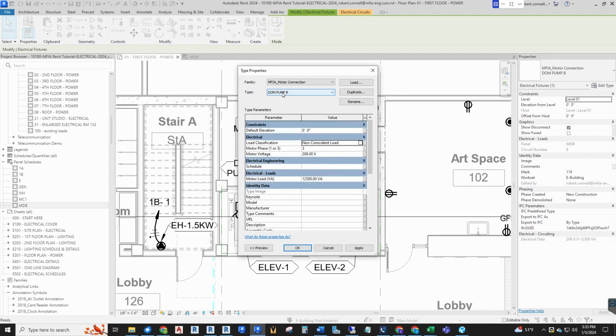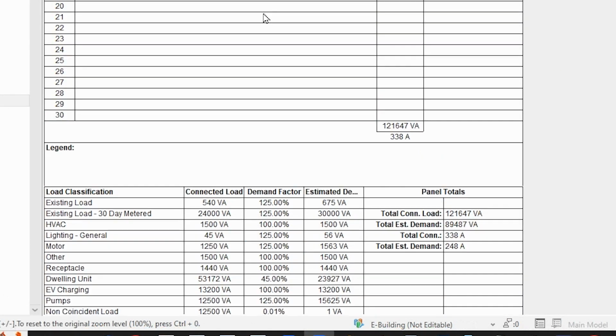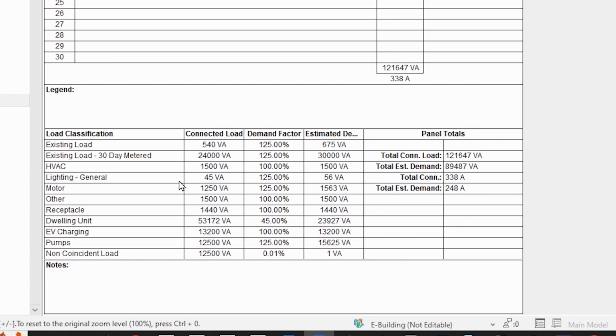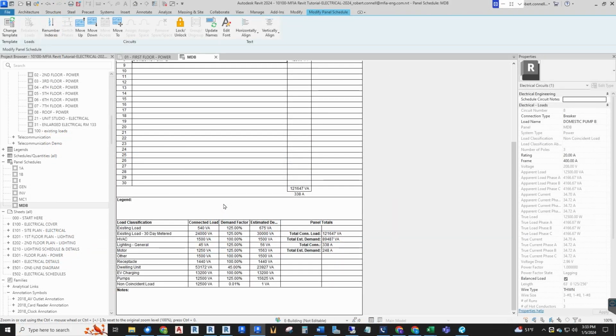which we can set to one of these pumps. So we will leave domestic pump B as a non-coincident load. We did not have to set its load to zero. And when we look at the bottom of our main distribution board load classifications, we have pumps at 12.5, 125%, and the non-coincident load is at 0.1%. It's 1 VA, essentially zero, so it's negligible. That is how we can deal with non-coincident loads.